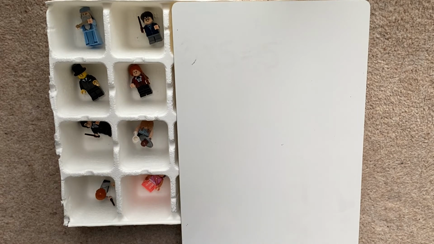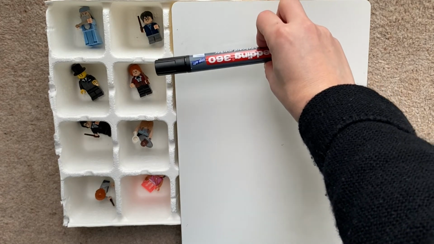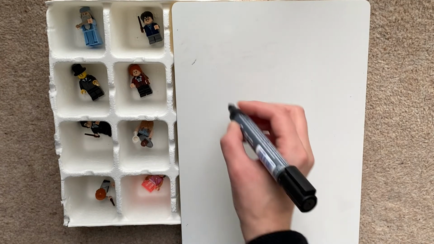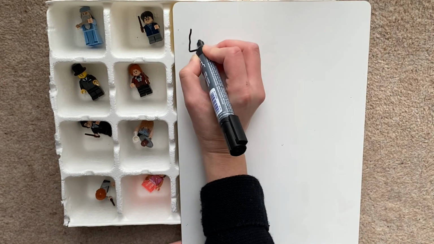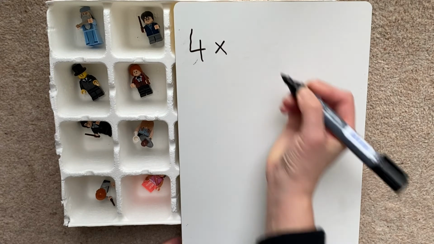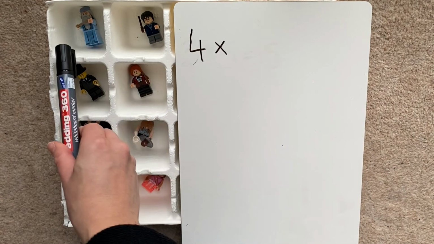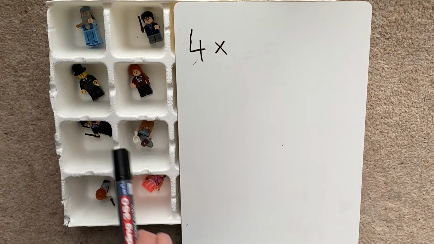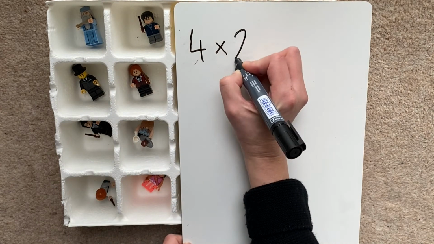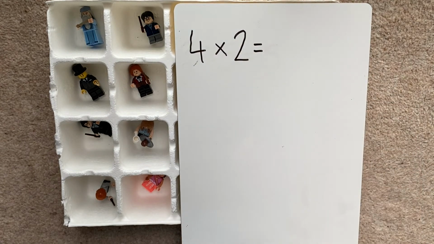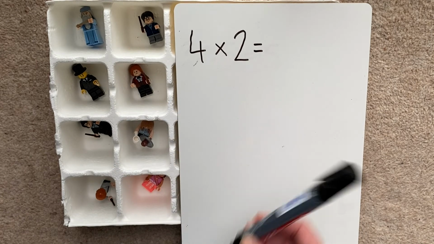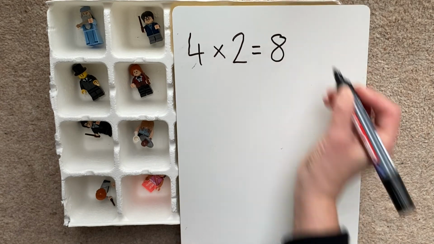Okay, let's see. How many rows do we have? 1, 2, 3, 4. There are 4 rows, that means we have 4 groups. 4 groups of, and how many are in each row? 1, 2, 1, 2, 1, 2, 1, 2. So 4 groups of 2 equals how many all together? I'm going to count up in twos. 2, 4, 6, 8. So 8 all together.